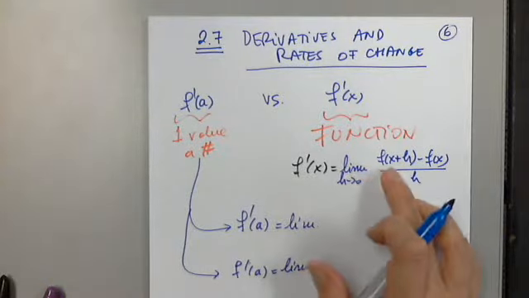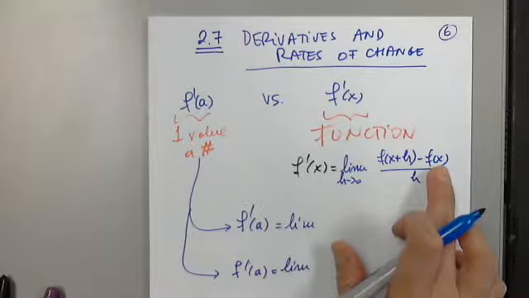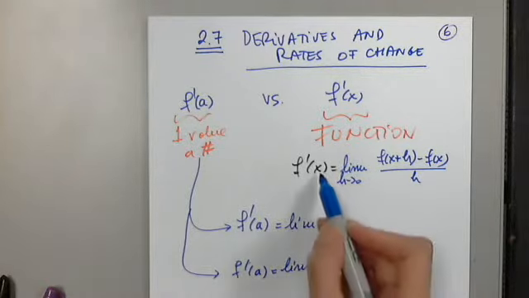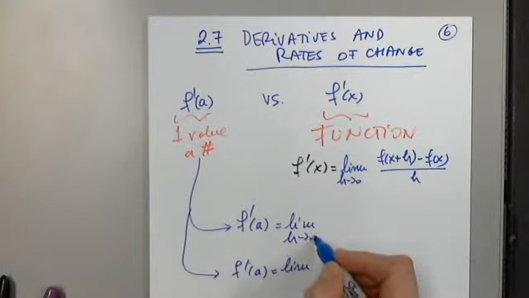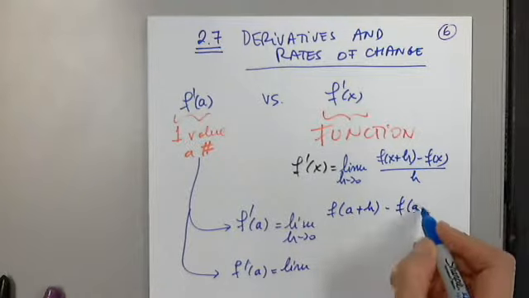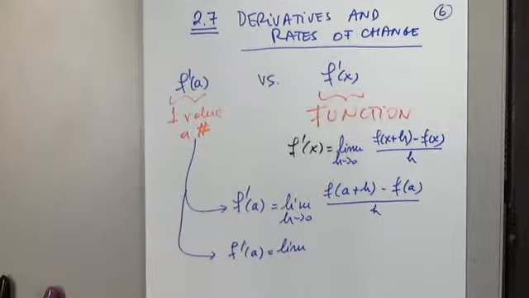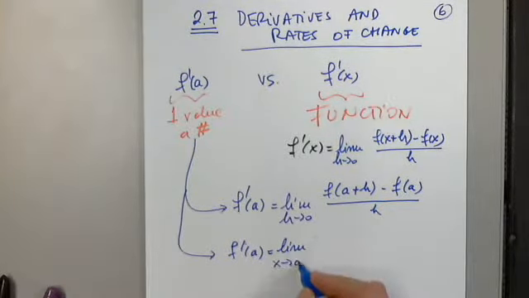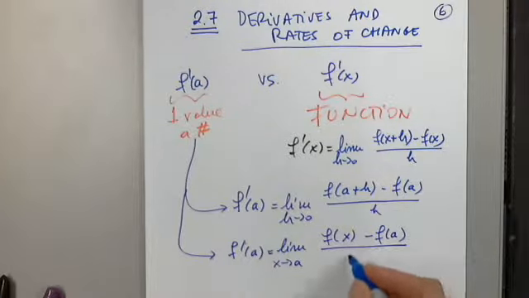If I replace a here, this is very easy to remember. If I replace a here, then I will have to replace a here, and I will have to replace a here. So I replace this by a, then this is a, and this is a. Everything else stays the same. So that's one option: f of a plus h minus f of a divided by h. The second option is the limit when x approaches a of f of x minus f of a divided by x minus a, which is the slope of the line passing through those points.